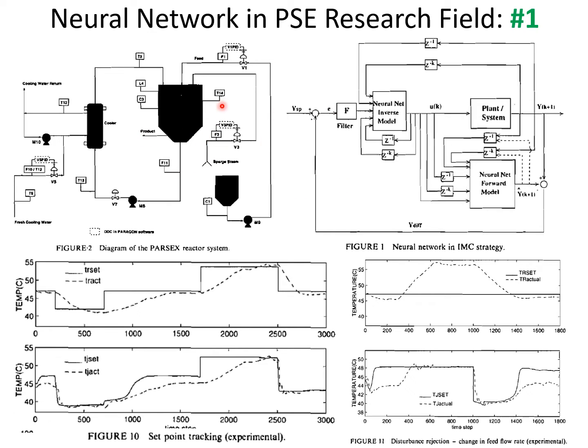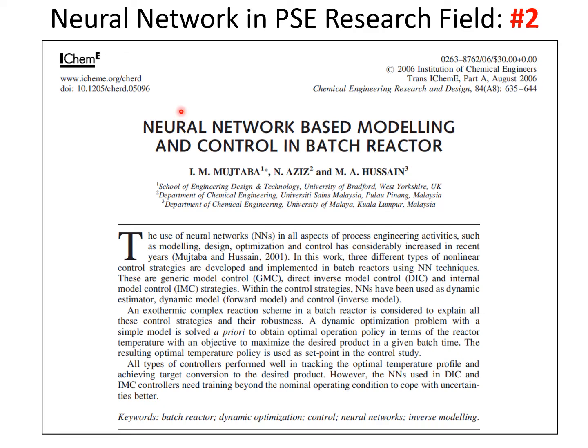This is a typical reactor system, and the neural network has shown its capability to be able to track nonlinear systems and control nonlinear systems as we would normally do using other control methods. Okay, another one was published in 2006 in the Institute of Chemical Engineers transaction, IChemE, on neural network-based modeling and control in a batch reactor. It's another typical nonlinear system, very highly complicated, difficult to track. So we're using a neural network system to do the control in this case.